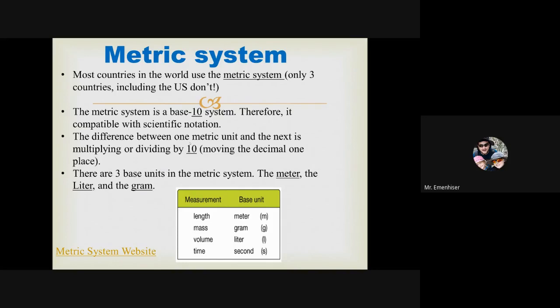There are 3 base units: the meter, the liter, and the gram, and you need to know those. The meter is used to measure length. Its symbol is little m. The gram is used to measure mass, little g. The liter is used for volume, and it's actually a capital L, not a lowercase l. And then time is in seconds. Check out this website here for more information on the metric system.